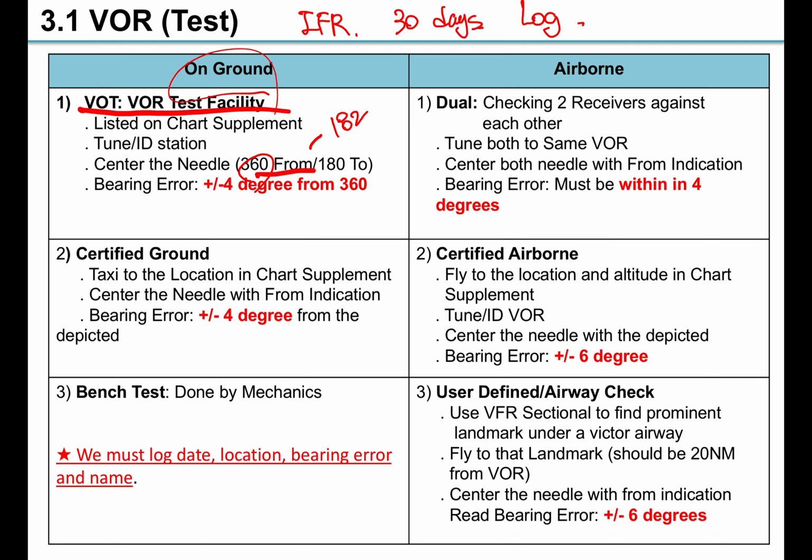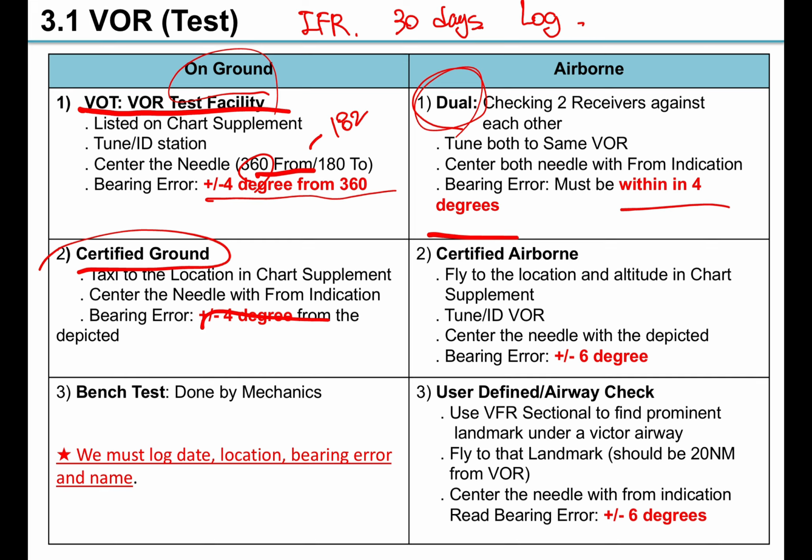The allowable error is plus or minus 4 degrees. For a certified ground check, you taxi to the published location and center the needle with the FROM indication. The allowable error is also plus or minus 4 degrees. And the airborne check. If your aircraft has dual VOR receivers, tune both to the same station and compare indications. The difference between them must not exceed 4 degrees, and it is the easiest way.